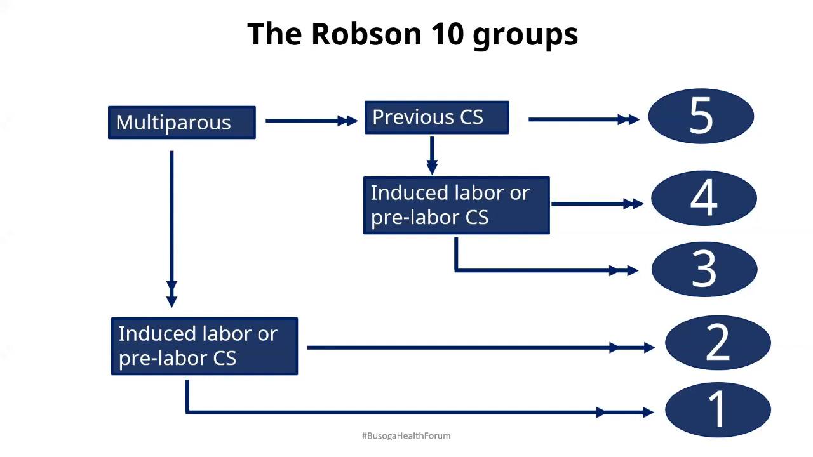And after this simple exercise, you critically analyze and understand which group contributes the highest, and which one contributes the least, to the overall cesarean delivery rate. And then you compare those different groups and come up with a strategy to optimize the use of cesarean delivery.